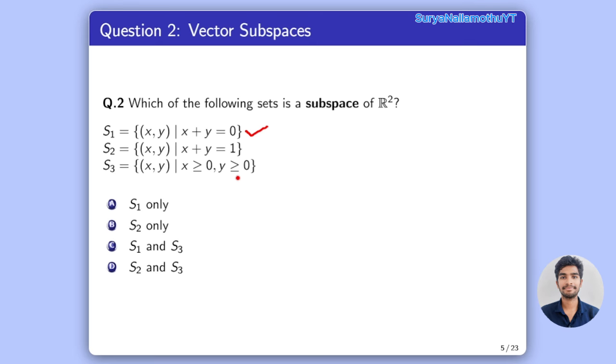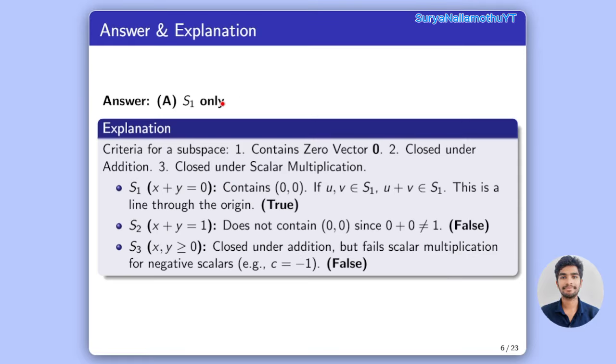For x greater than or equal to 0 and y greater than or equal to 0, there is also a chance of it being a subspace. So the answer is S1 or S3. Here you observe that S1 or S3 become the answer, so S2 is not our correct answer. So I observe that this option is not correct, and this one is also not correct. So the answer is between these two, A or C. Let me check. So the answer is A.